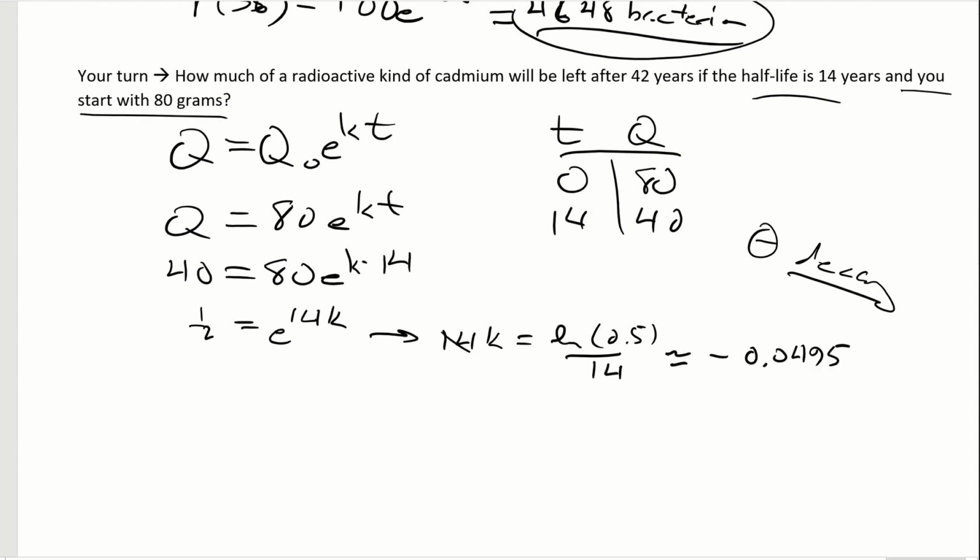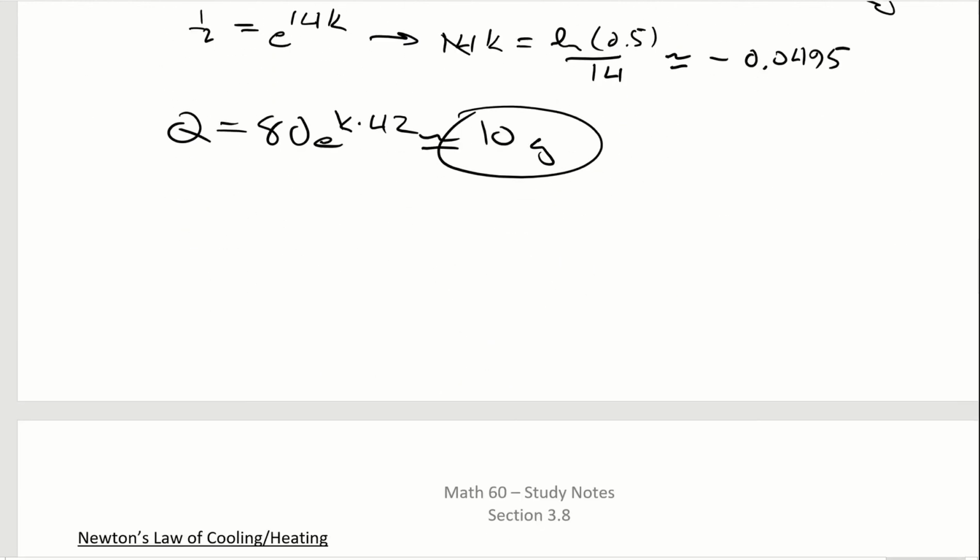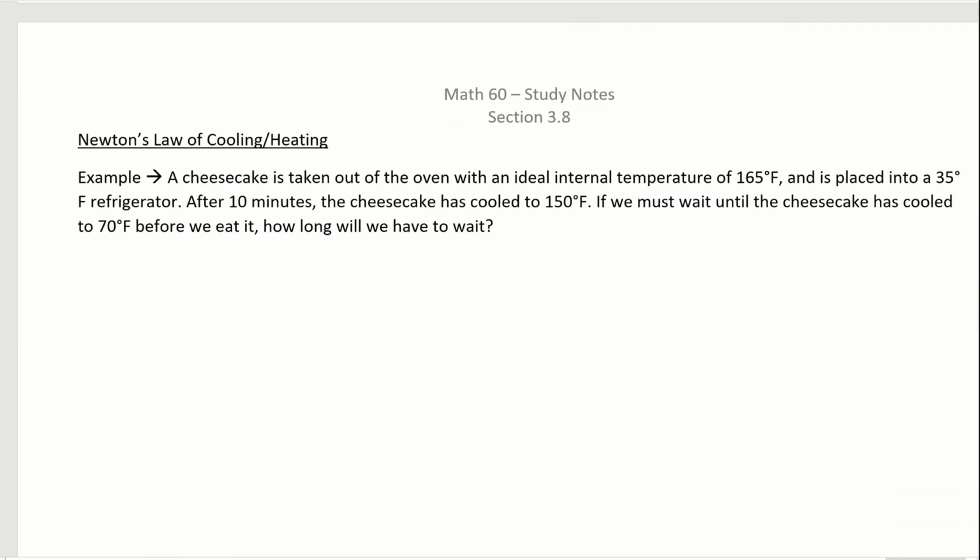Okay, so the last question is how much is left after 42 years? You just go Q is 80 e to the k times 42. You do the computation straight up with a calculator for that one. I got exactly, it's weird, I got 10 grams. I hope you did too. One of us has got to be right, right? Okay. Now I think, yeah, it's Newton's law of cooling. This one's crazy.